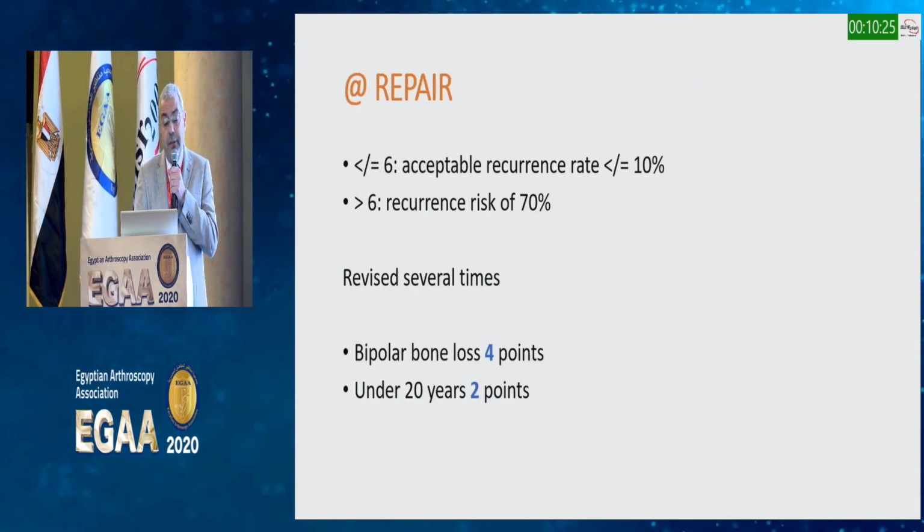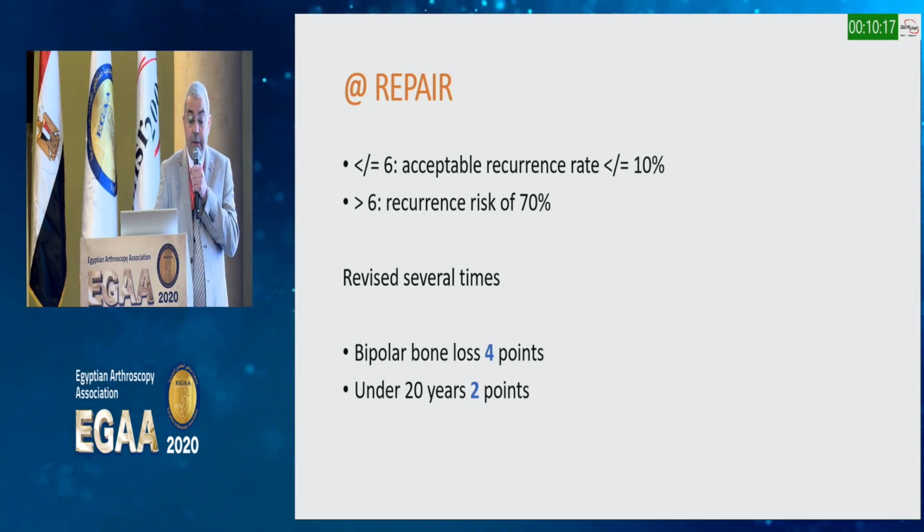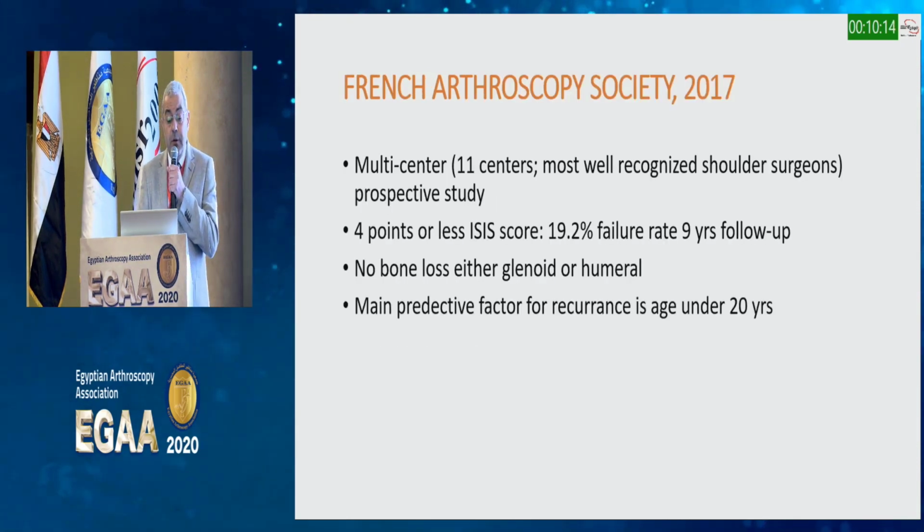And he stated that 6 points or less gives an acceptable recurrence rate of 10%, and more than 6, an unacceptable recurrence rate as high as 70%. That was revised several times.